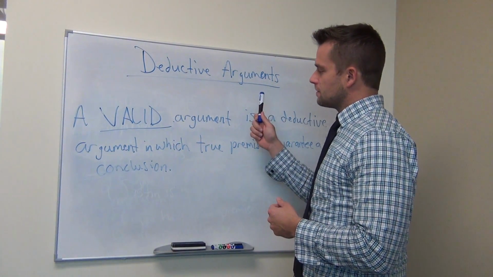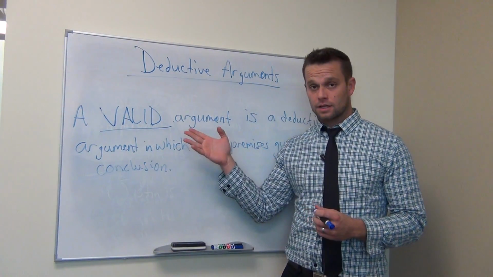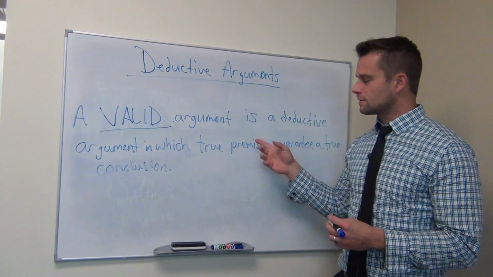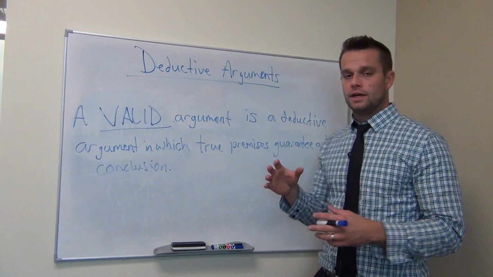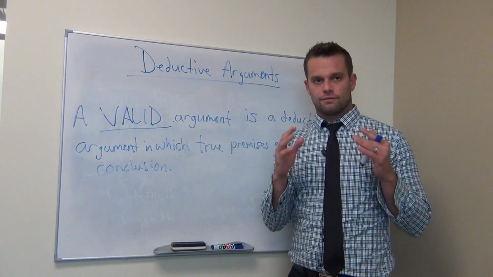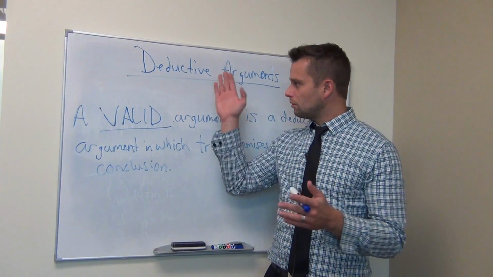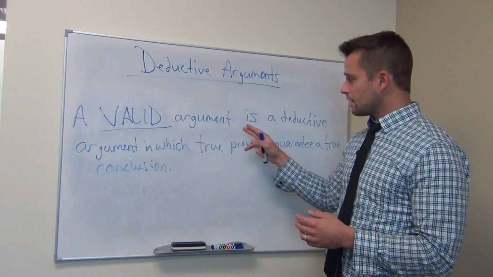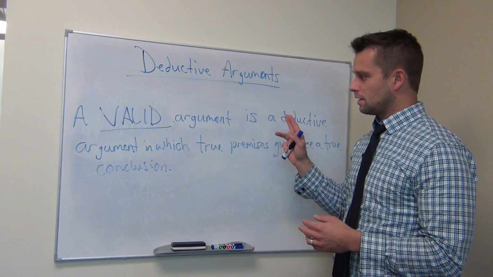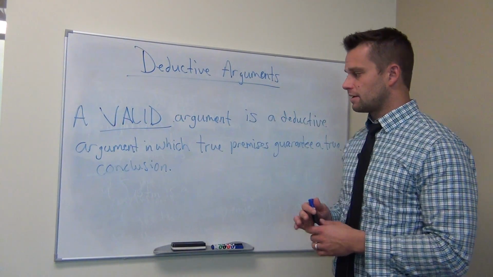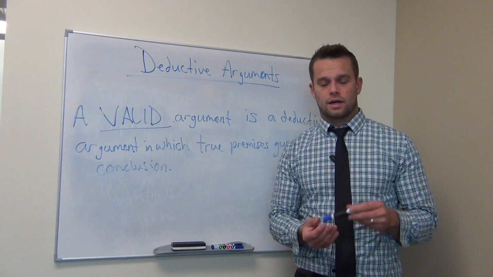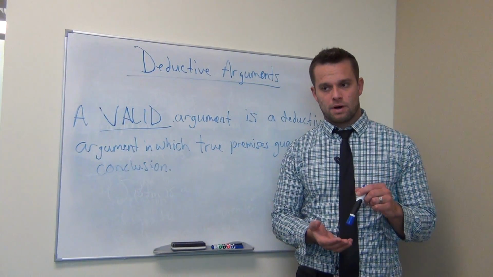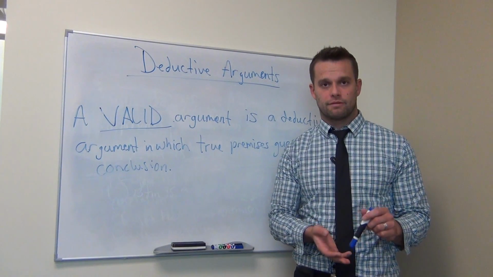So deductive arguments, a valid argument is a deductive argument. Sorry, I forgot to put deductive in the previous video. Validity and invalidity only is in relation to deductive arguments. But a valid deductive argument is an argument in which true premises guarantee a true conclusion. Another way of saying that is it is impossible to have true premises and also have a false conclusion.